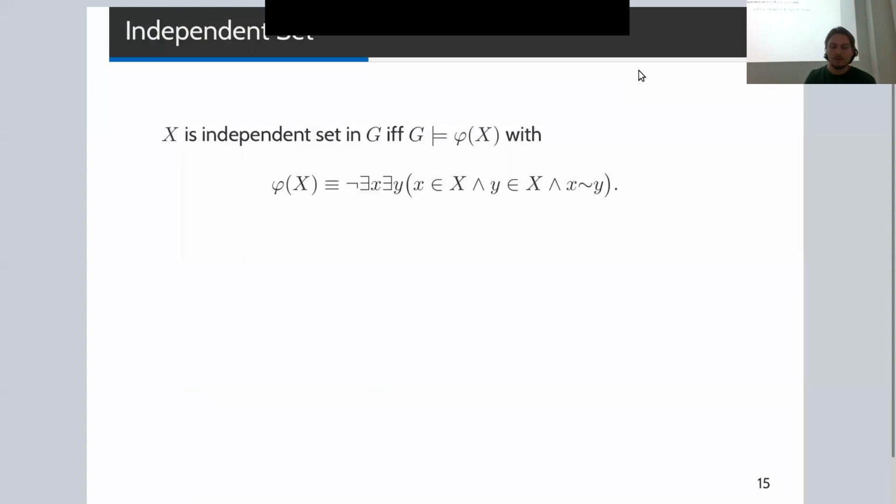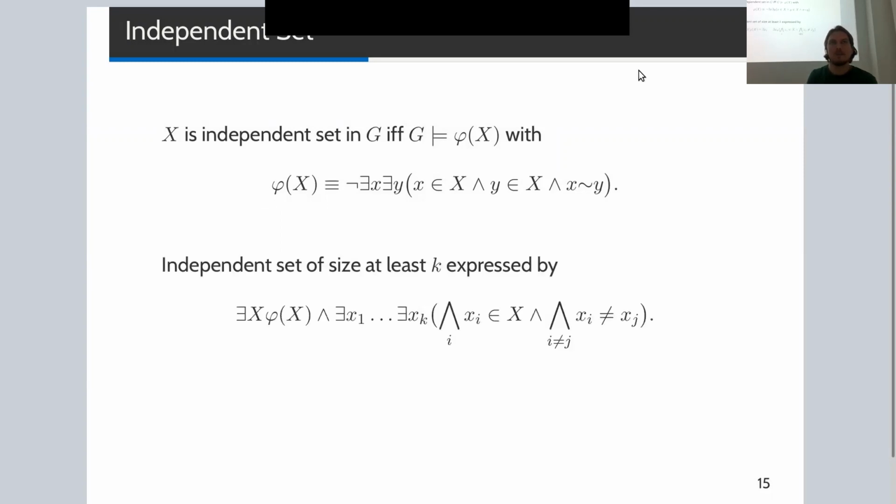What you can do easily is write a formula phi of x that is true if and only if x describes an independent set. That is the easy part. But how do you express that this independent set has size at least k? You could do it as follows. You existentially quantify over k vertices: there is x1 to xk. They should all be contained in this independent set x, and they should all be different. So now you have a formula that says you have an independent set of size k. And what is the problem here?